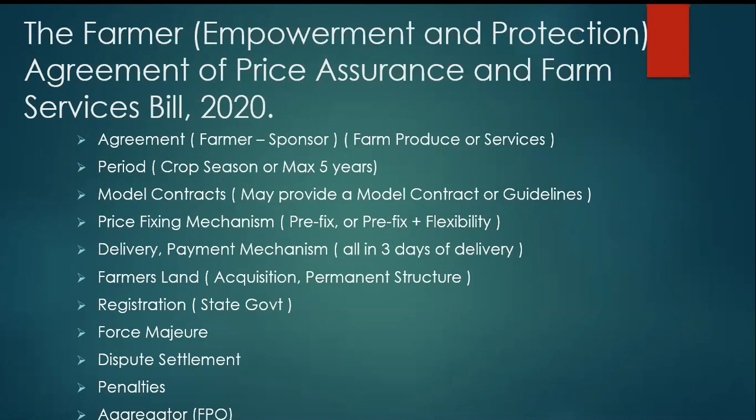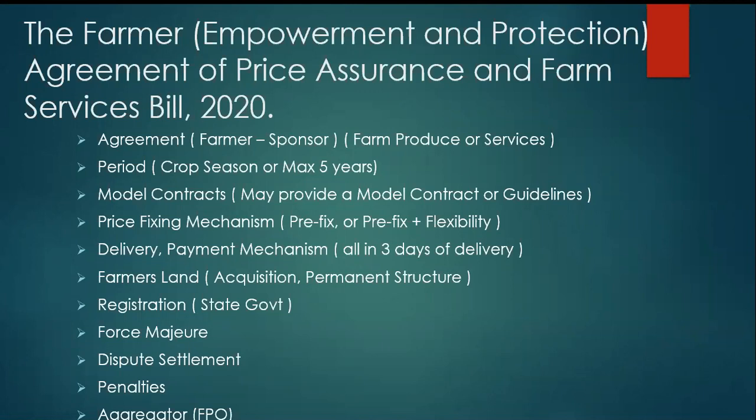Now coming to the fourth point, which is the price fixing mechanism. There are many people protesting about price fixing, saying that the company will give us a low price, less than the market price itself. So that's why the government has provided this price fixing mechanism in the bill itself, to empower and protect the farmers. There are two types of price fixing.